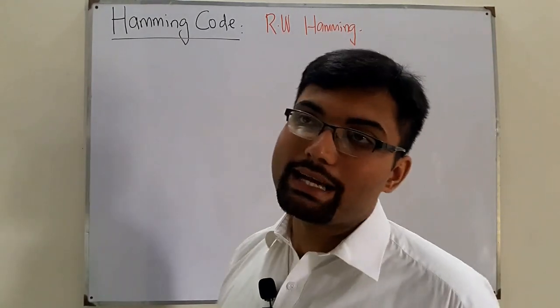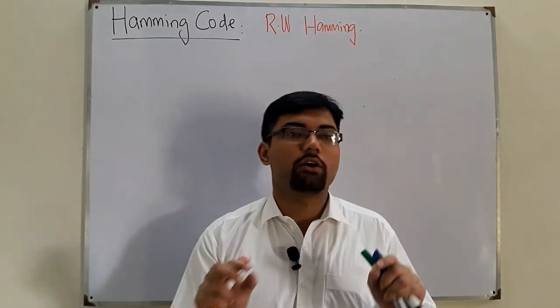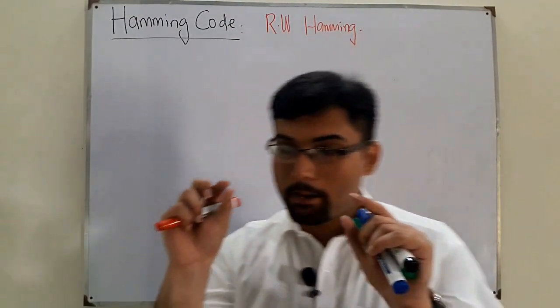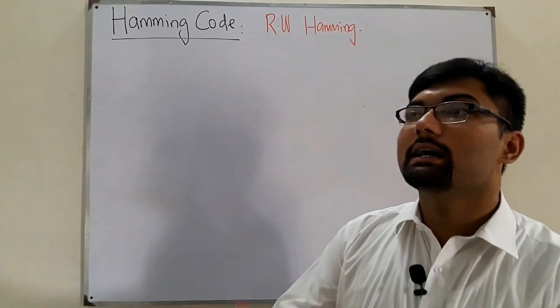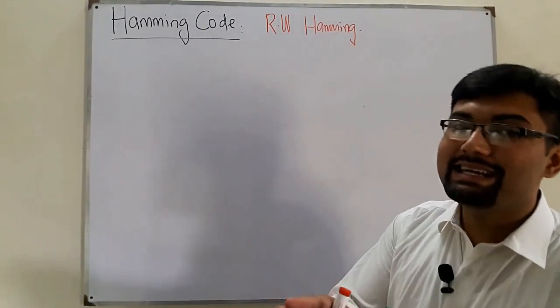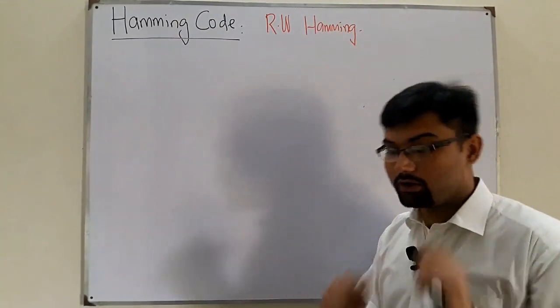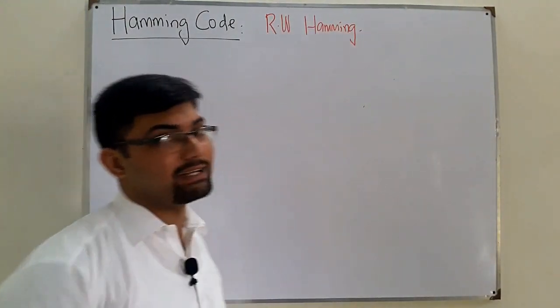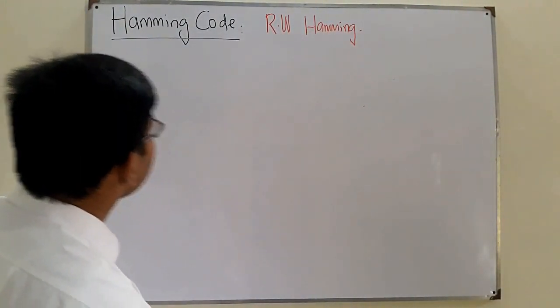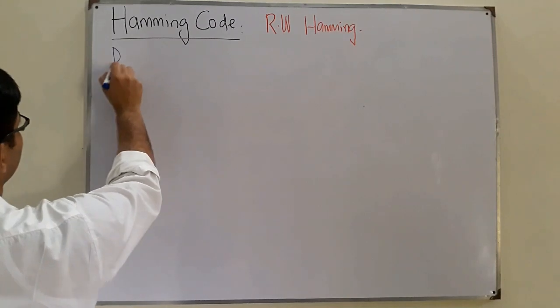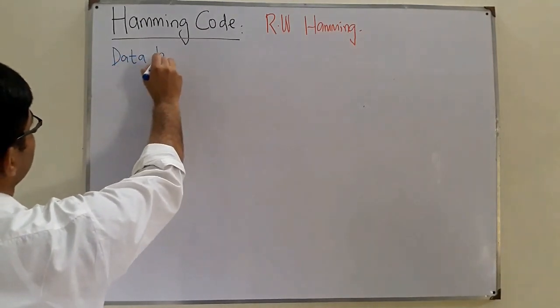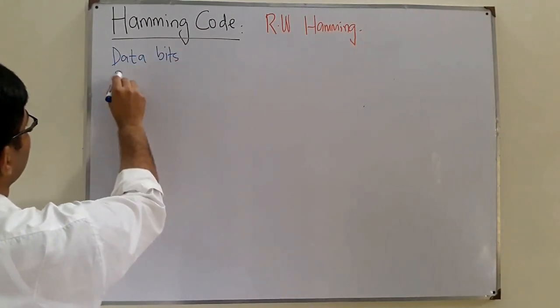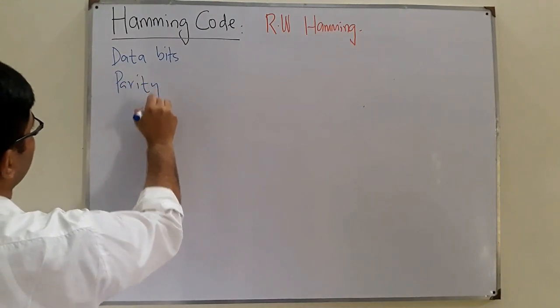This Hamming code is a combination of the original data to be transferred plus the parity bits, all right? So this is a combination of two things, the data bits and the parity bits.